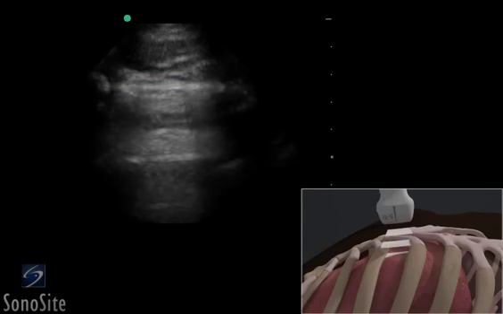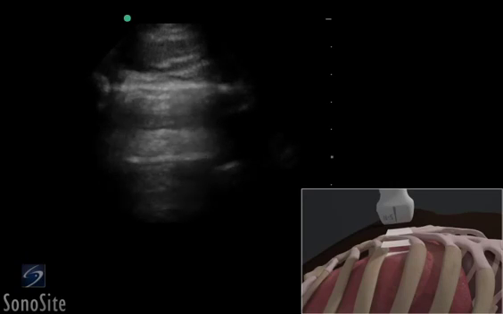The normal to and fro sliding movement of the visceral pleura against the parietal pleura with breathing generates the lung sliding sign. If desired, the delineation of the lung sliding interface may be enhanced by changing to a linear array transducer.